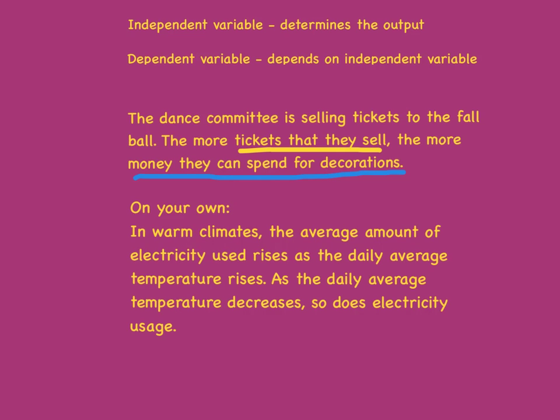Well, we look at it and we see in warm climates the average amount of electricity used rises as the daily average temperature rises. So as it gets hotter, people are probably using their air conditioning. So our independent variable, the one that's not affected by the other, is the temperature. Okay? And the one that is dependent on whether or not it's hot outside is the electricity usage.